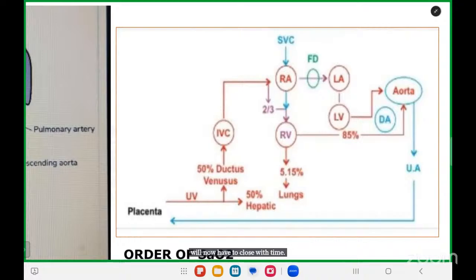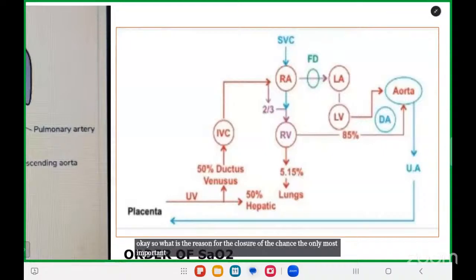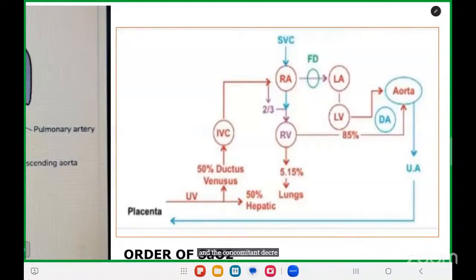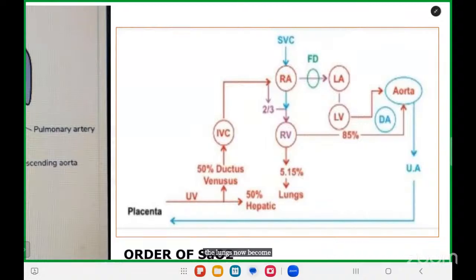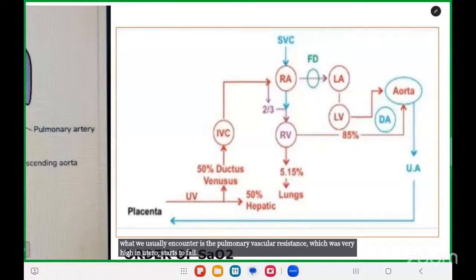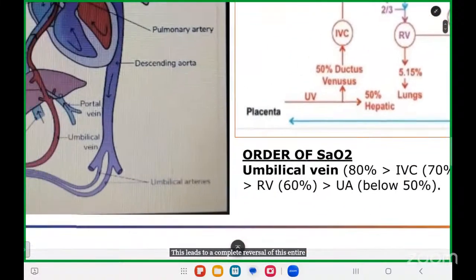So what is the reason for the closure of the shunts? The most important reason is the increase in PaO2 right after birth and the concomitant decrease in the pulmonary vascular resistance, which happens post-birth. Because as I told you, once the fetus is born, the lungs now become the primary seat of circulation. And because of this, the pulmonary vascular resistance, which was very high in utero, starts to fall. This leads to a complete reversal of this entire procedure, leading to the closure of the shunts.